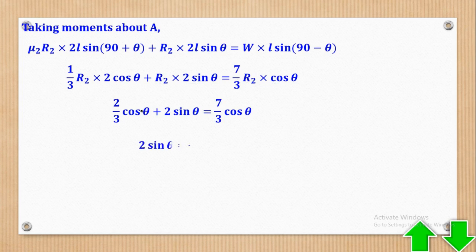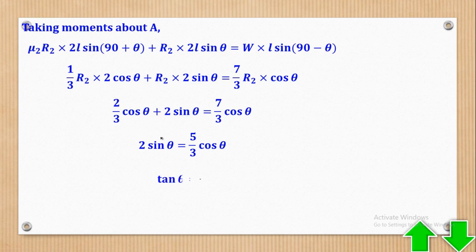Now next is to collect like terms. When I take this one this side, it will be 7 over 3 minus 2. I'm going to take the term which has cos, so I'll take this 2 over 3 cos theta this side to come up with 7 over 3 minus 2 over 3, which gives me 5 over 3 cos theta. Then this side I remain with 2 sine theta.